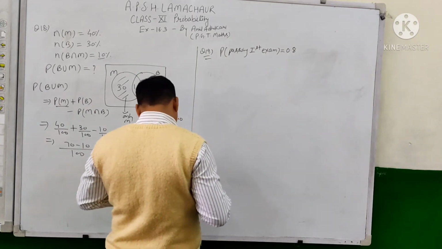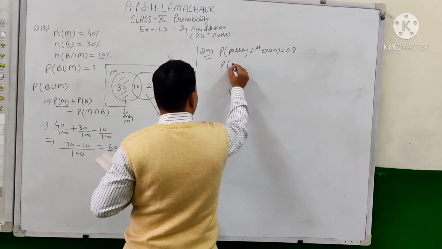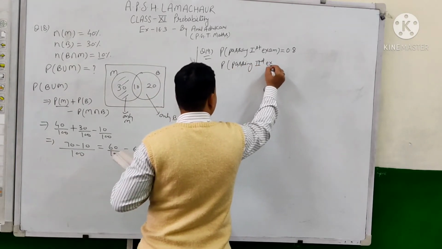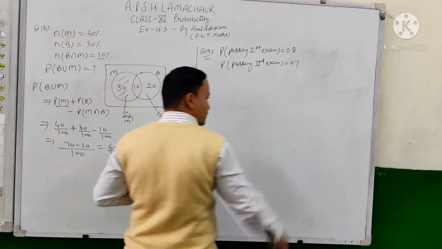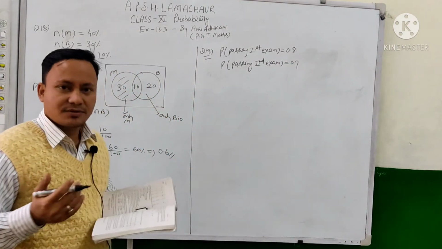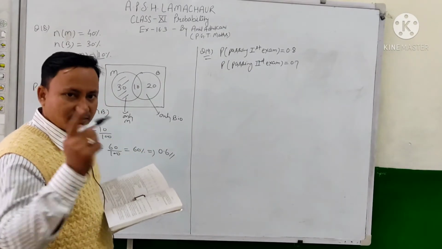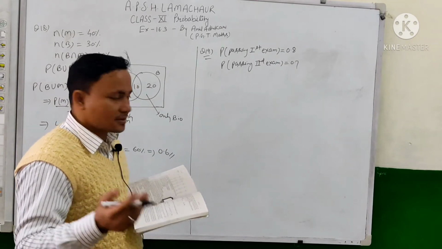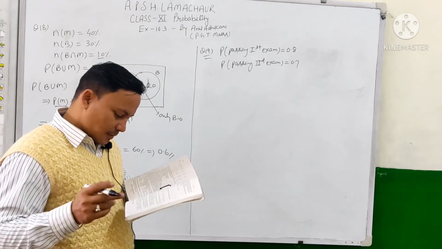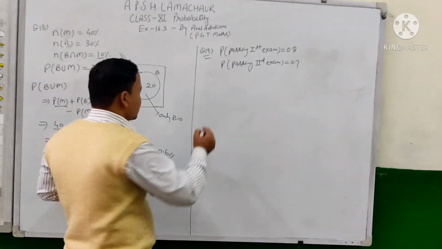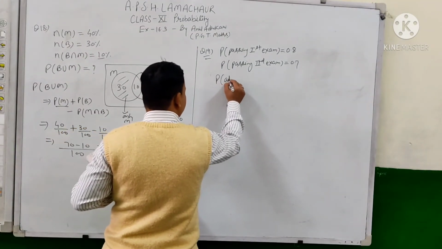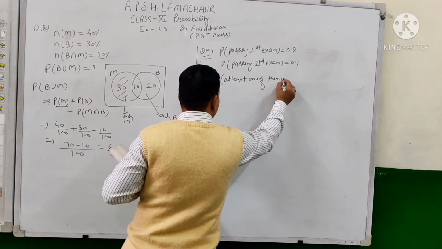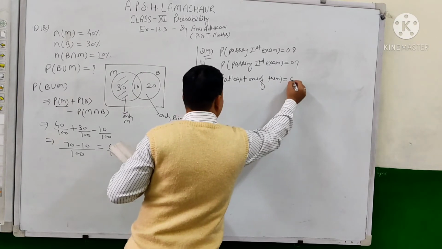Now the probability of passing the second exam is 0.7. So this is the information which we have been given. The probability that the student will pass the first exam is 0.8. The probability that the student will pass the second exam is 0.7. The probability of passing at least one of them has been given as 0.95.